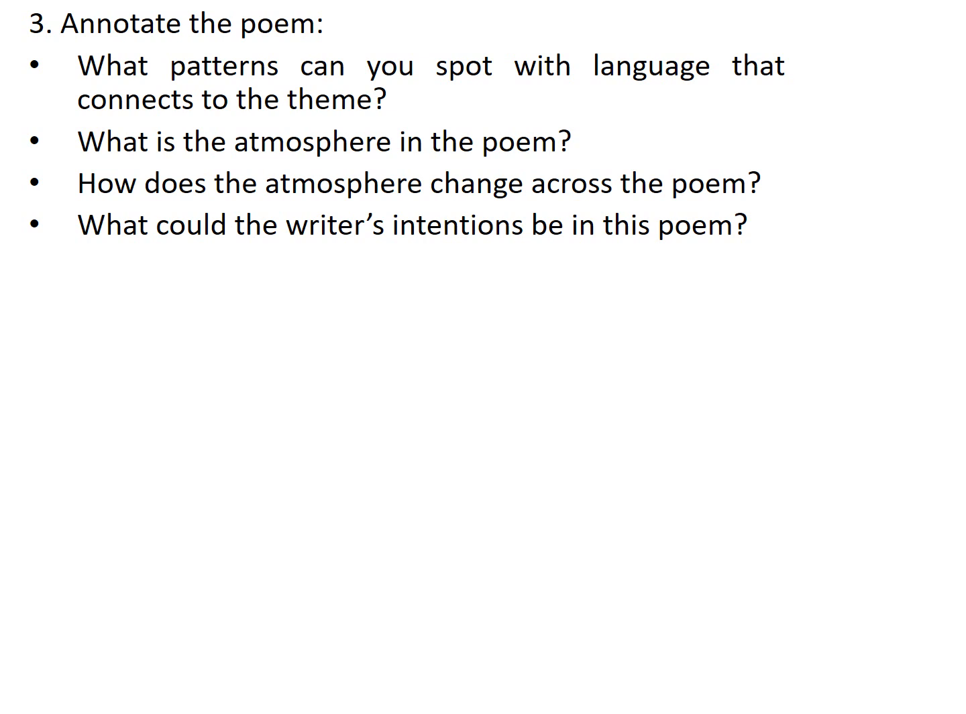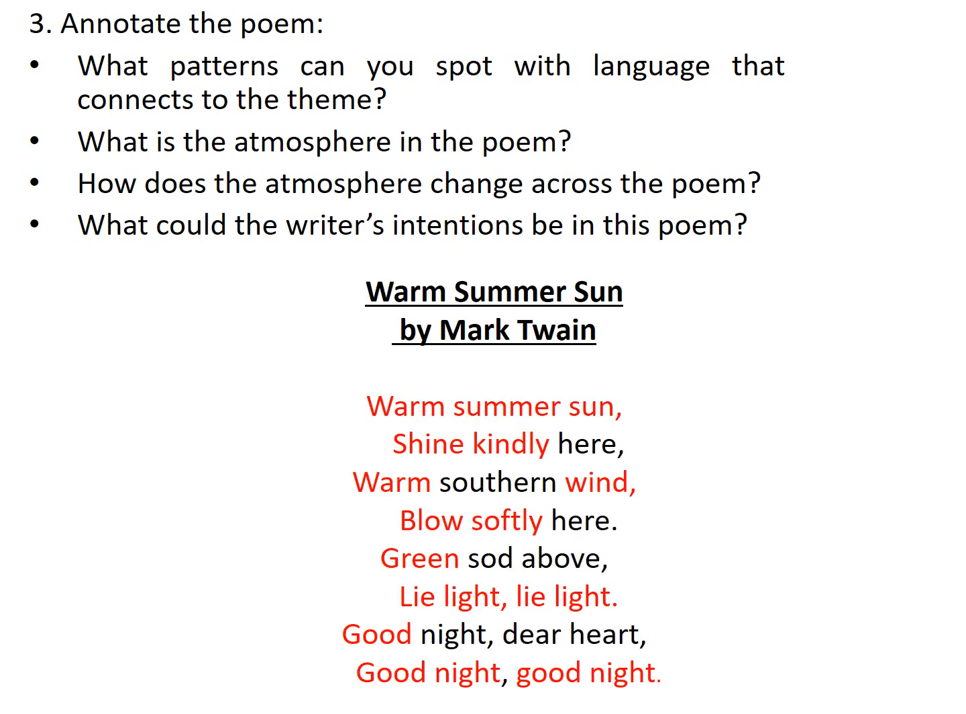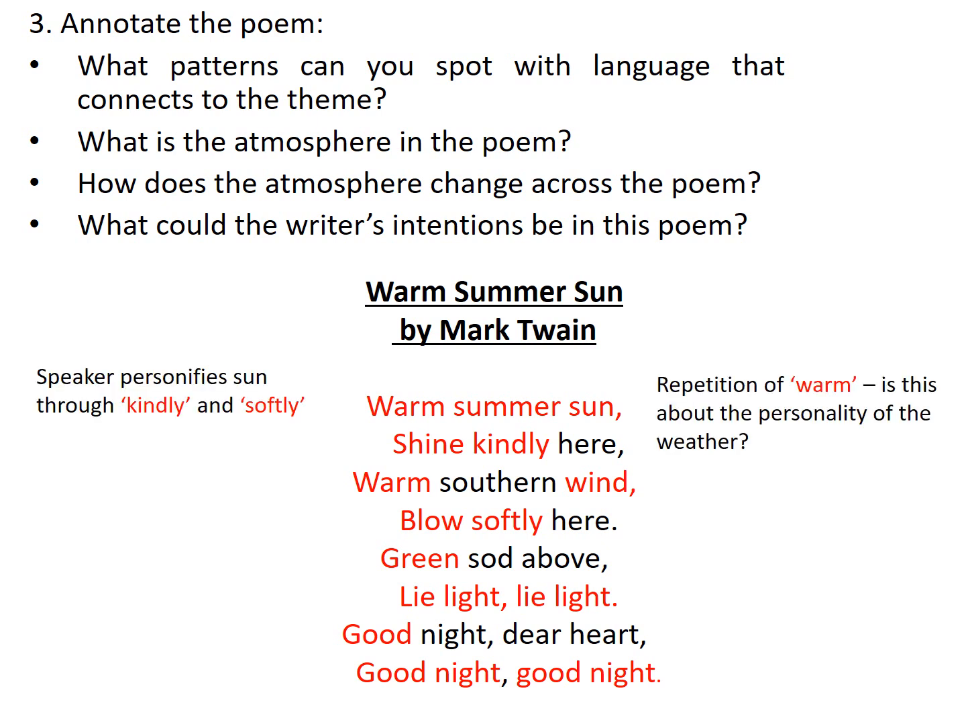And you have to consider it in terms of these 4 steps. What patterns could I spot within the language that connects to the theme of the weather? What atmosphere does Twain present in that poem? Does the atmosphere change from the start to the end of that short poem? And what could Twain's intentions be? Now, I would take a few minutes to plan that and think about those 4 elements around the annotations I put on the poem. But for now, I'm just going to model for you what kinds of annotations I have come up with as if that's sped up for you.